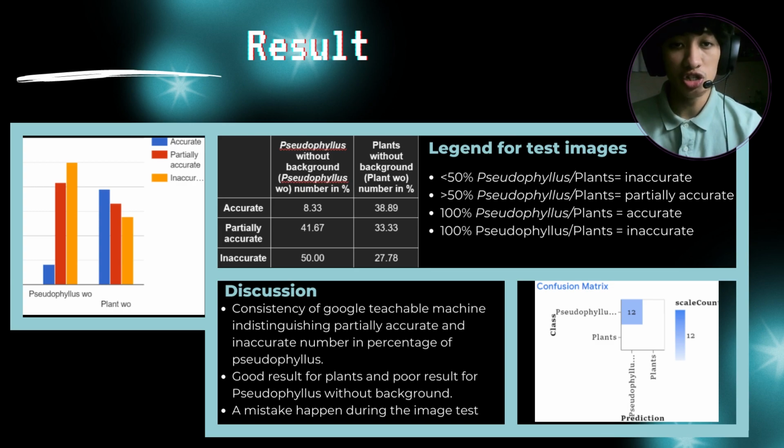We can say that the GTM gave a fine result for the test images of plants without background, while the result for the test images of pseudophyllus without background says otherwise and is poor. This may be due to some error that happened during the test. Therefore, the hypothesis was not accepted as the results say otherwise for this experiment.